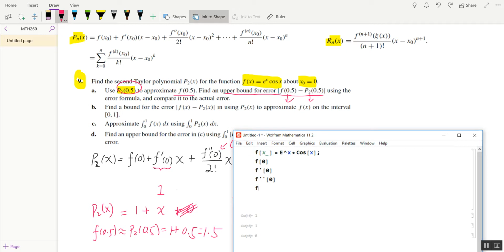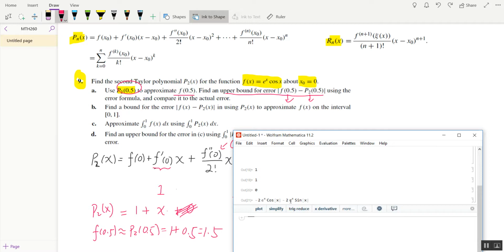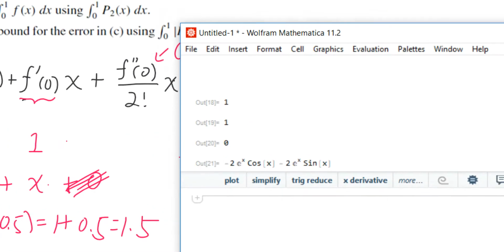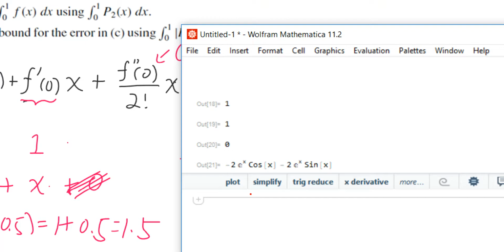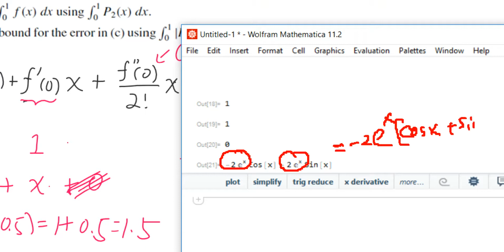So for my third derivative, don't evaluate that at 0 because it's going to be xi. So therefore I'm just going to go ahead and find the third derivative. So this is the third derivative. Okay, take a look at that. There's a common factor here, negative 2 e to the x. That's the common factor, right? You can move it out. Once you move it out, this is what you see: negative 2 e to the x times cosine x plus sine x. That's your third derivative.